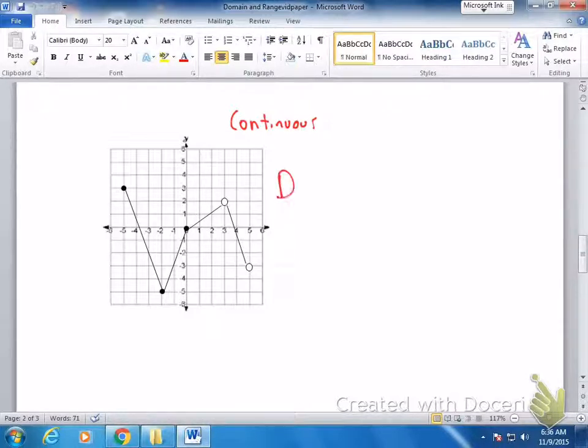So I'm going to write domain. I'm going to open up my curly braces, but this time it's going to be a little bit different. So I'm going to write x such that. This just signifies that I'm looking for my domain. So what I want to do, guys, since it's domain from left to right, I want to draw a line as left as I go and as right as I go. So it looks like those values are -5 and 5.